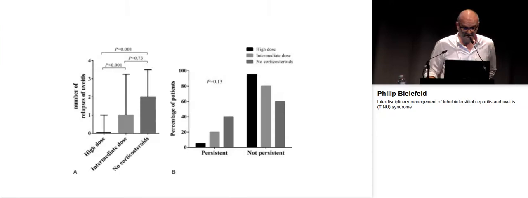This chart shows that if patients receive no corticosteroids, they will have a median number of relapses of 2 in 1 year. And if a patient receives high dose of cortisone, as you see here, he has about 100% of chance not to have persistent uveitis.